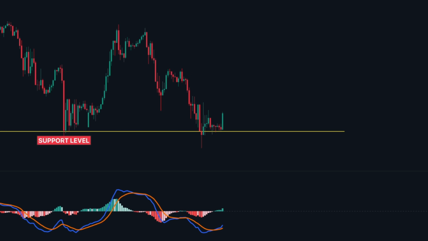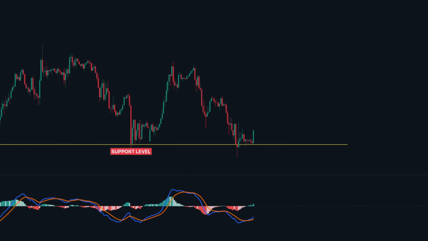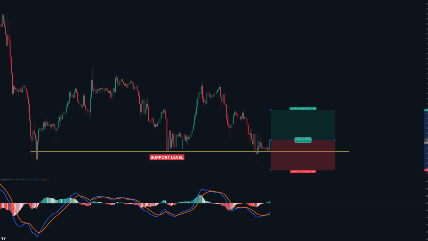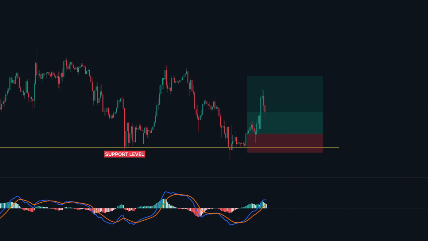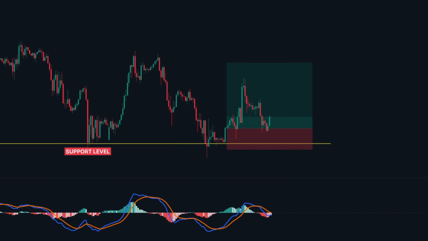Now check MACD. Look here. During this bounce, the signal line crosses up. Histogram already turned green. Momentum is shifting from bearish to bullish. Price bounced off support. MACD confirmed momentum is turning. Both aligned. This is your entry. You enter long right here. Stop loss below the support level. If price breaks below, support failed. Target is the next resistance or 2 to 1 reward to risk.